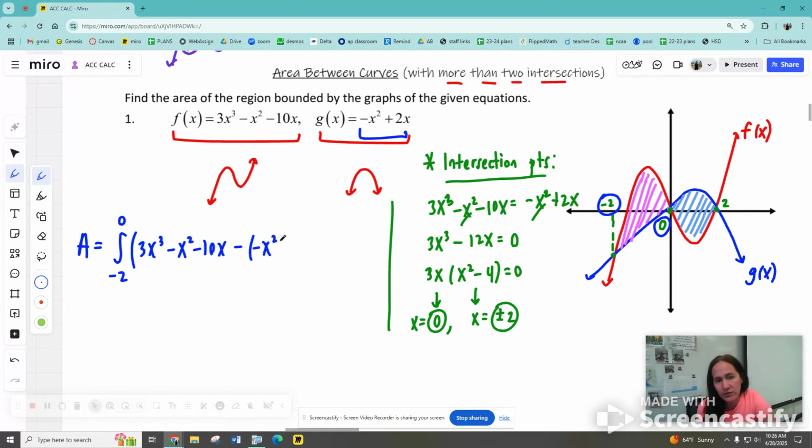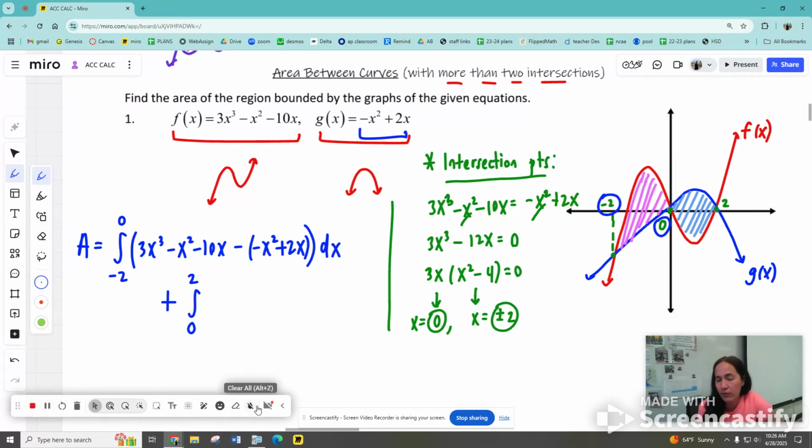We want to subtract both of these terms, minus negative x squared plus 2x. Close the parentheses, we're integrating with respect to x, so we'll put that dx at the end. Okay, that's half of it. Plus, we've got more area to add. Where did we leave off the last integral? We left off at 0, so we'll pick it up at 0. Can you take it all the way to the last intersection point? We'll take it all the way to 2.